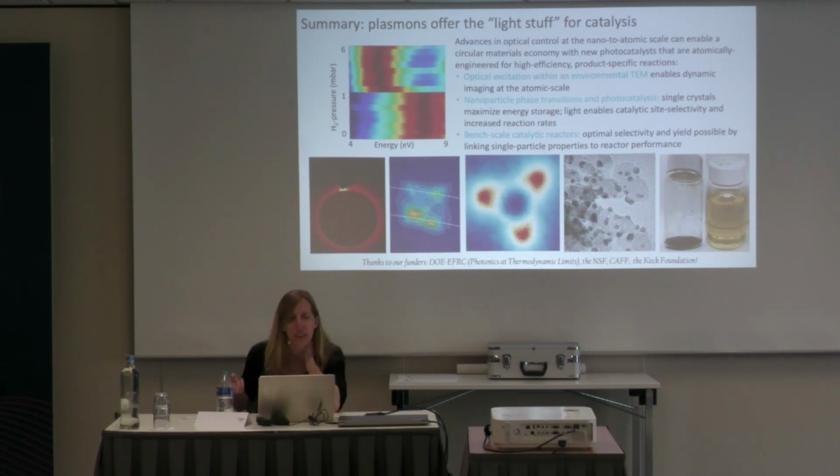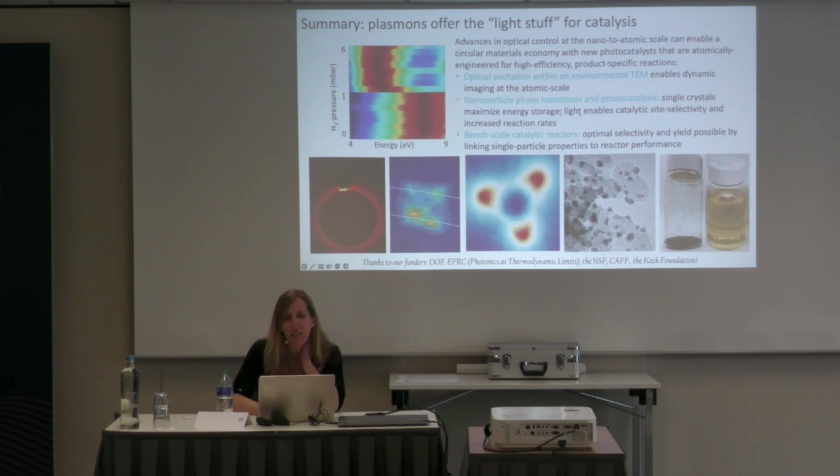So you can use the nanoparticle as a sponge to absorb hydrogen, but use the light to trigger hydrogen being released from the nanoparticle for selective hydrogenation. And then when we were in the dark, we saw that single crystals fully absorb hydrogen, so they don't exhibit thermodynamic phase coexistence. So they allow for maximal energy storage, so to speak. There are a lot of parallels with lithium-ion batteries there as well.